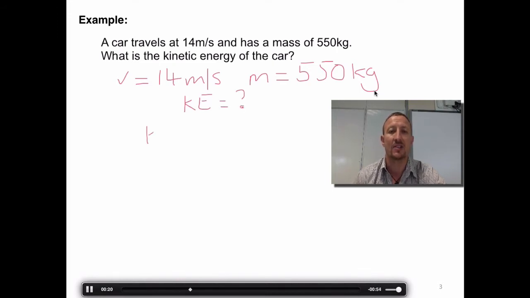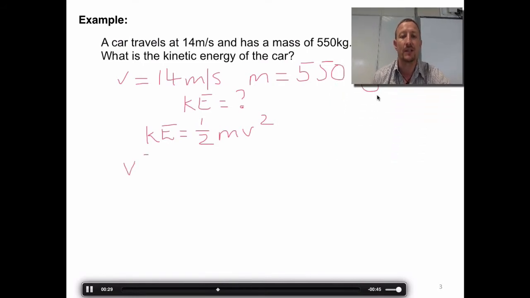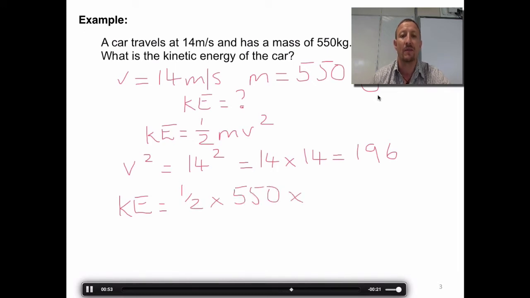Okay, so we know the kinetic energy, we can write down the formula. This will be given to you on your exam paper. So it's 1/2 mv squared. So the first thing we do is we square the velocity. So that's 14 squared, you can put that in your calculator and hit equals, or 14 times 14, which comes to 196. So once I've got my squared value for v, I then need to substitute that into my formula. So I do 1/2 times my mass, which is 550, times my velocity squared, which was 196. Put that into your calculator, hit the equal sign, and you should end up with 53,900 joules.